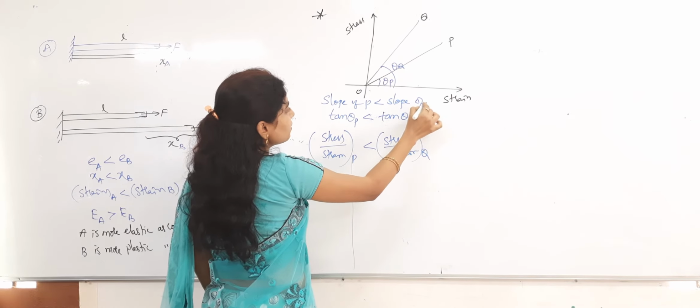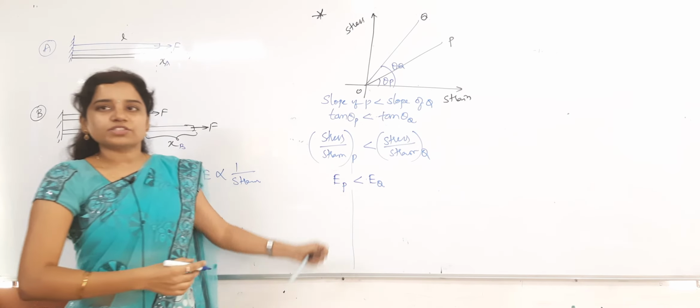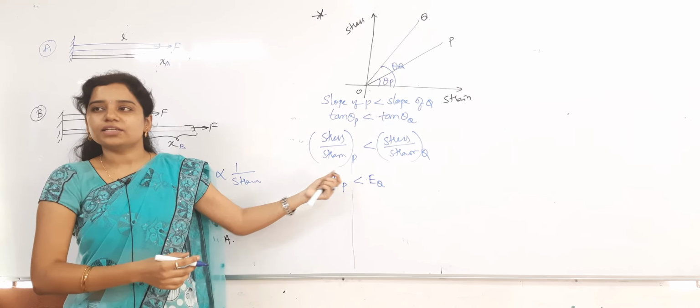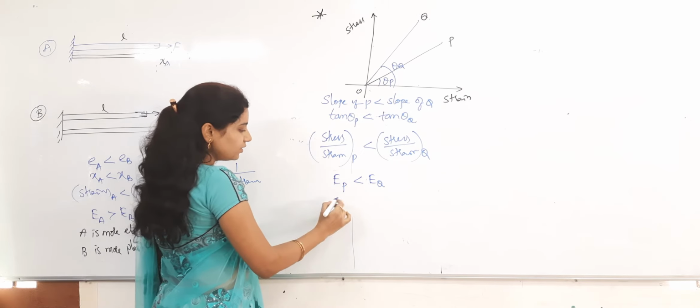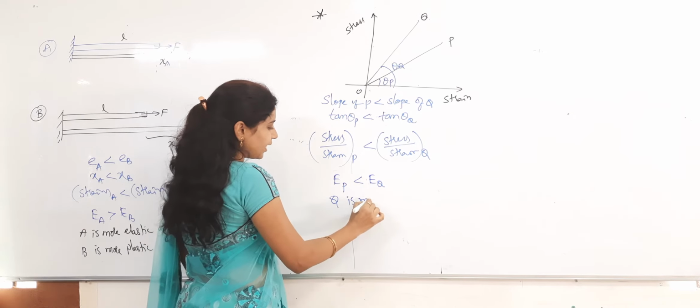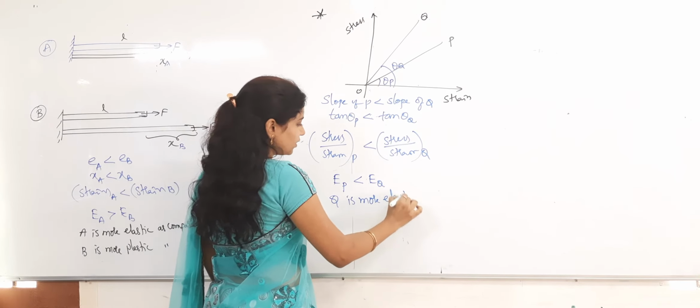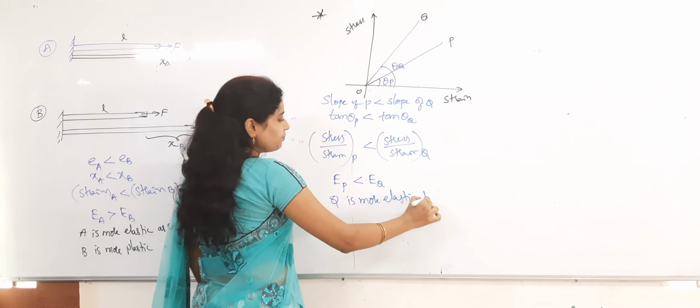That slope is giving what? Stress by strain only. Stress by strain is nothing but elasticity. Elasticity of P is less than elasticity of Q. So Q is more elastic than P.